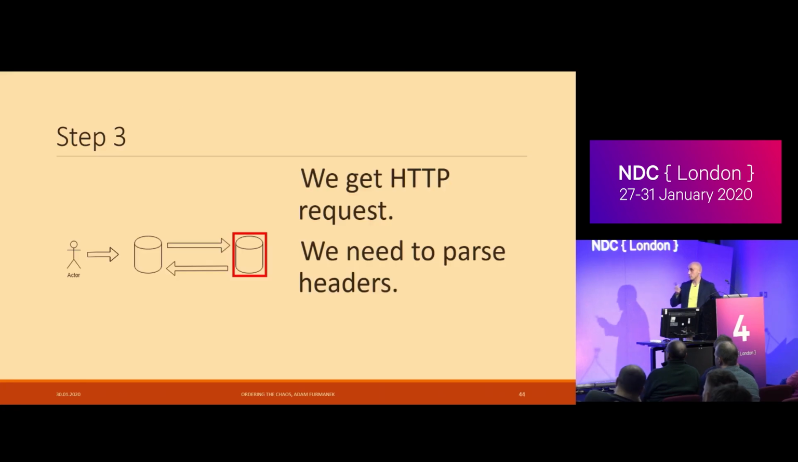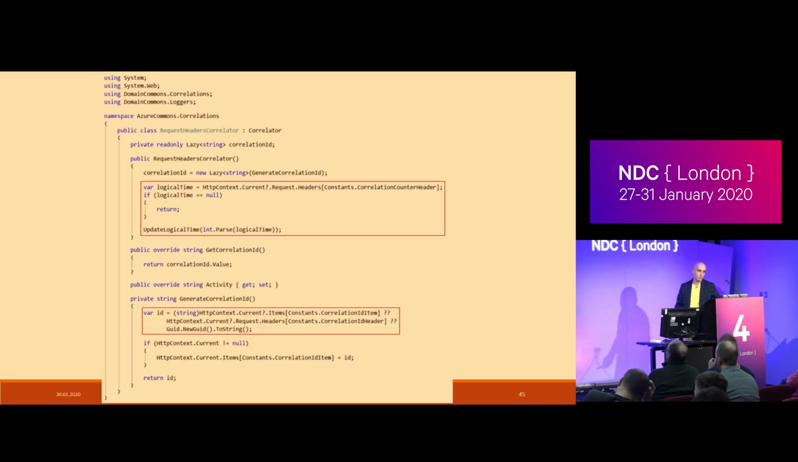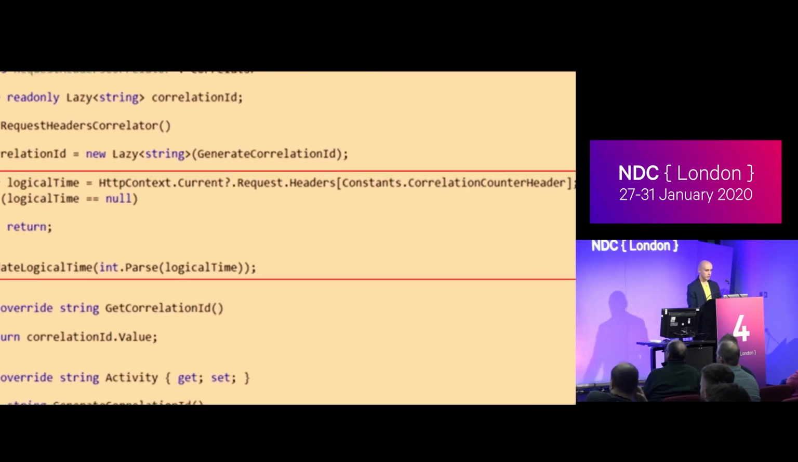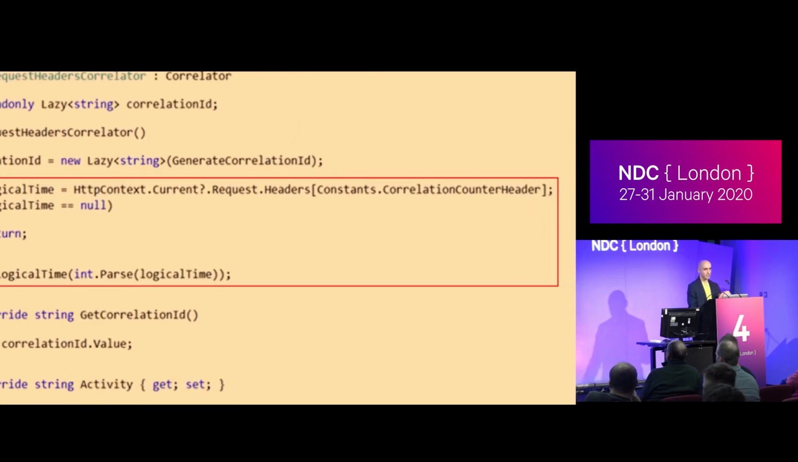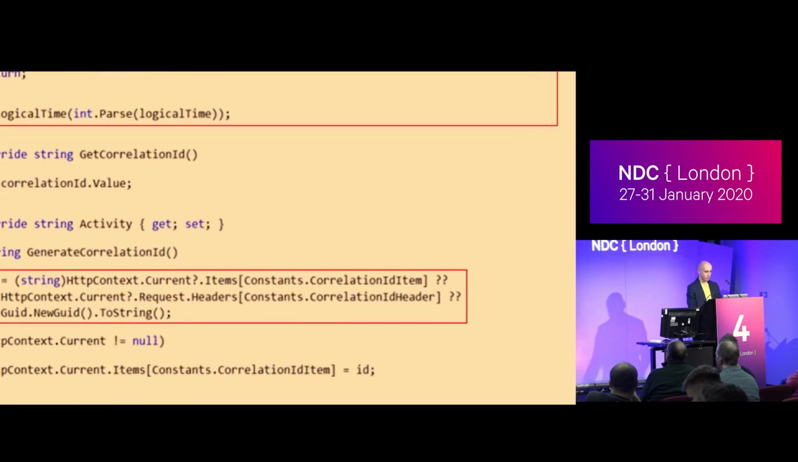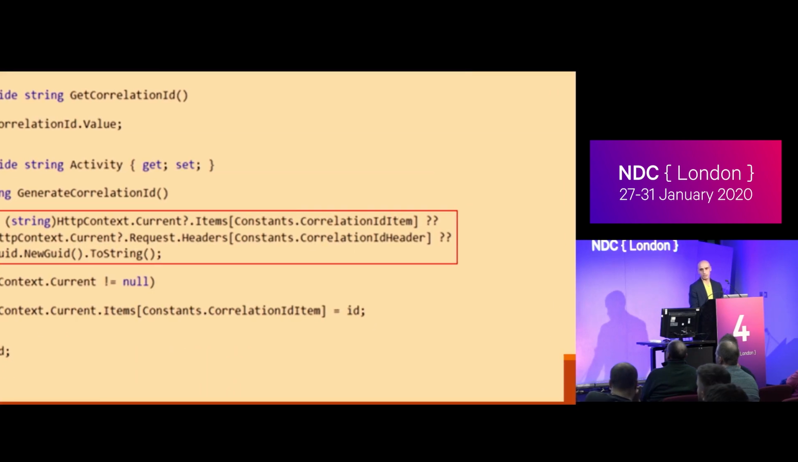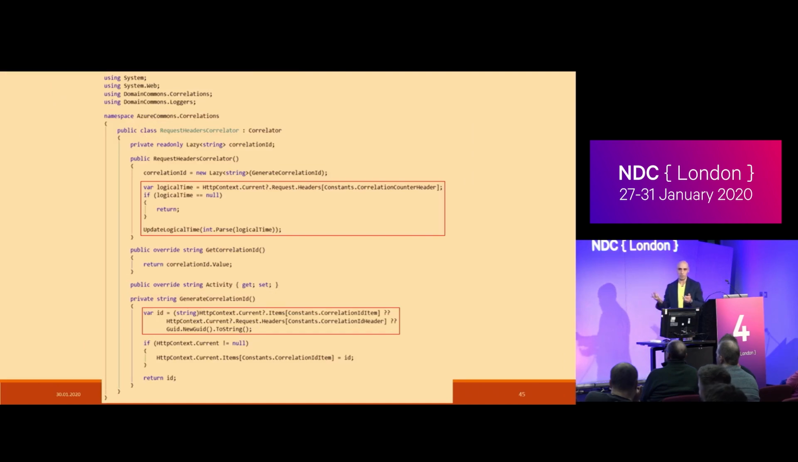What we do next is we get the HTTP request. We just need to parse these things. So depending on the framework of your choice, you may have some action filters or action handlers or whatever else, like the base constructor of your activities. All we need to do is get the request from HTTP context, so get the correlation counter, and also get the correlation ID. Yeah? So we just get the request, we parse this data, and we initialize our request headers correlator.